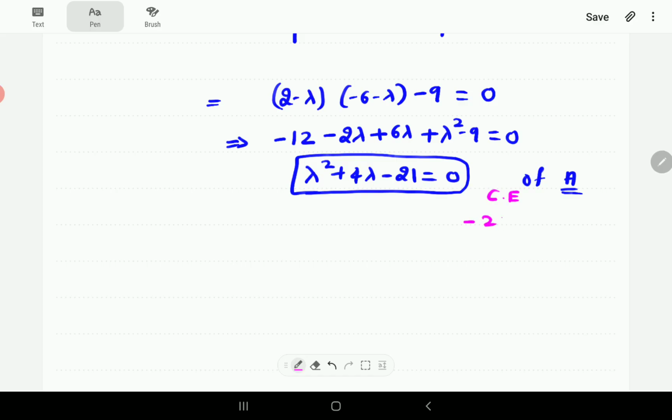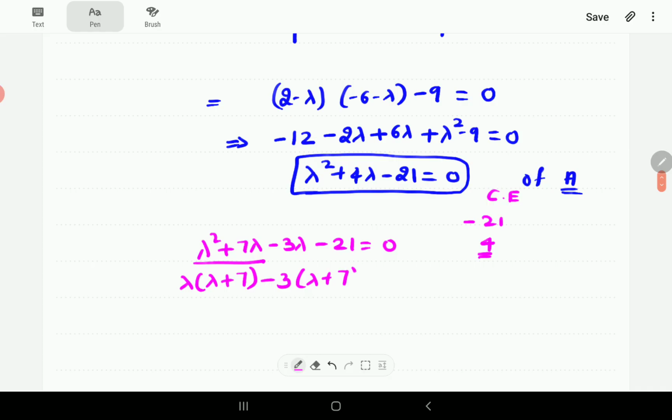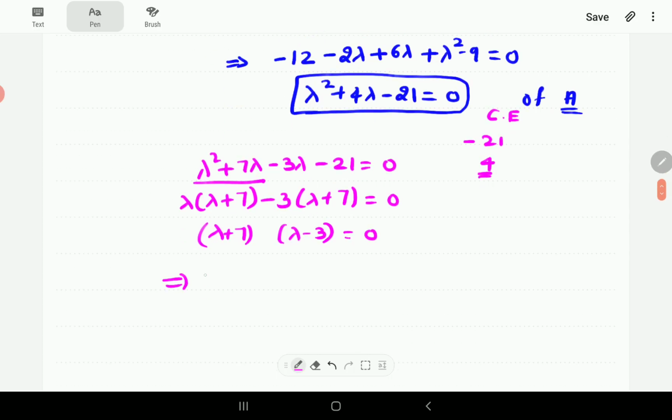After multiplication, I should get negative 21. After addition or subtraction, I should get 4. So the two factors will be 7 and 3. So lambda square plus 7 lambda minus 3 lambda minus 21 equal to 0. Here I can take lambda out, it is lambda plus 7, and minus 3 out, it is lambda plus 7, which is equal to 0. So (lambda plus 7)(lambda minus 3) equals 0. So you get lambda equal to negative 7 and lambda equal to 3. These are your eigenvalues.